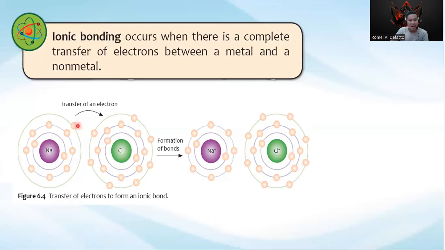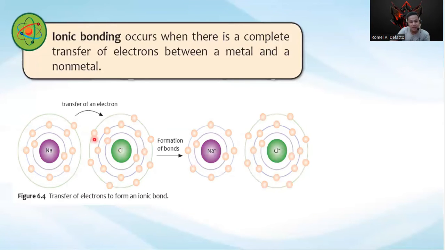So, in this case, the sodium now will lose the 1 electron. Unsa na may mahitabo sa iya? This orbit here will be gone because wala naman diha. So, what remains is the next orbit, which is 1, 2, 3, 4, 5, 6, 7, 8. No? 8 na siya ka electron. So, it's complete now. Now, what's happening in the chlorine?